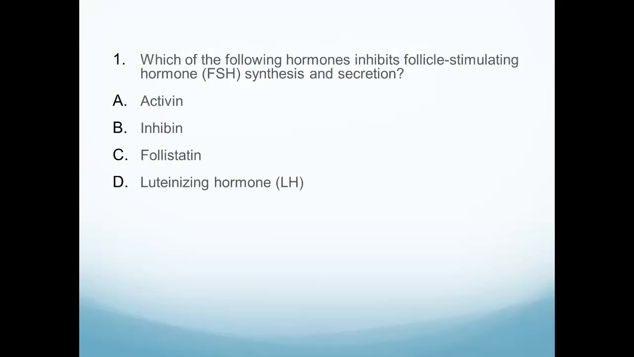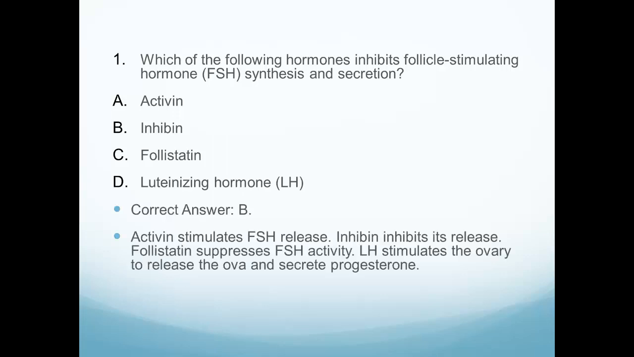Okay, so let's take a look at our questions here. Which of the following hormones inhibits follicle stimulating hormone synthesis and secretion? Well, hopefully you answered letter B. So activin stimulates follicle stimulating hormone release. Inhibin inhibits its release.